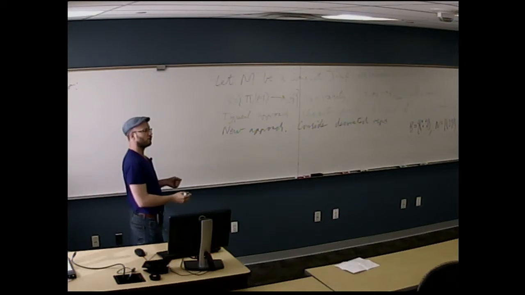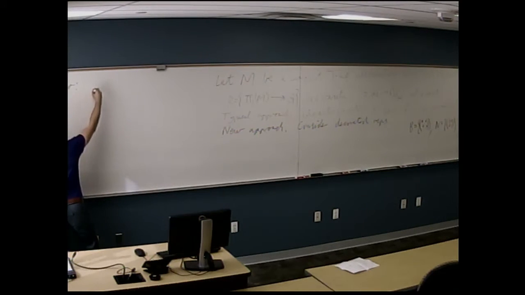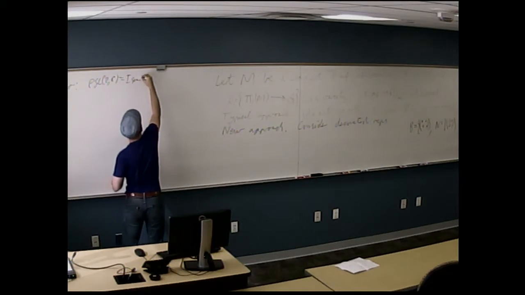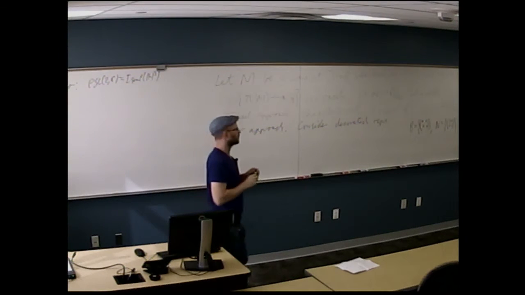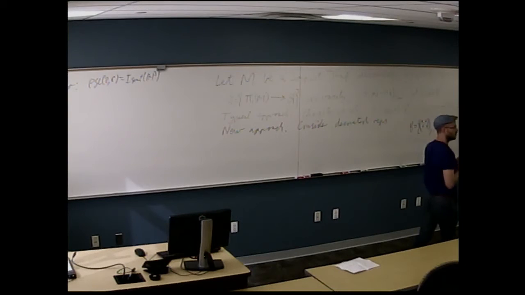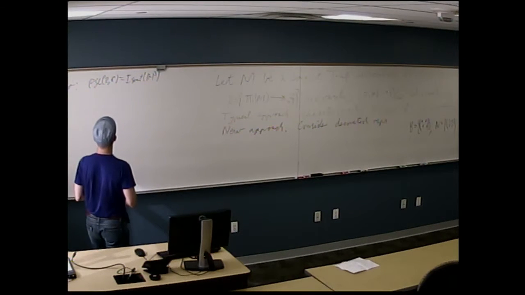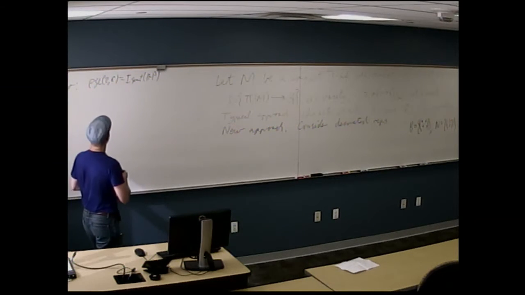So PSL2C, we can exploit that this is the orientation preserving isometry group of hyperbolic 3-space. So you have a fixed flag, I guess, over each boundary component. It's the same flag, constant on the whole component, if you will. So for each boundary component, you have fixed the flag.